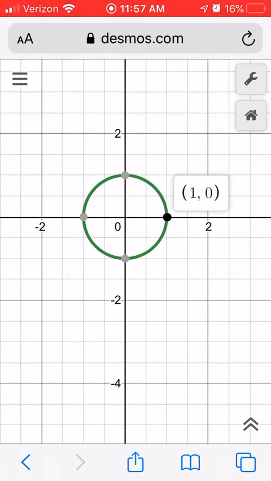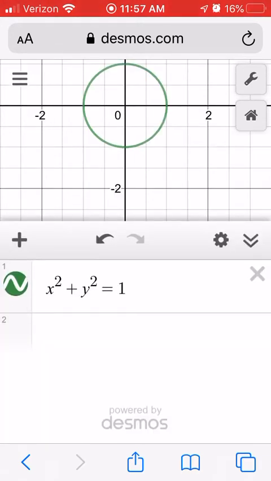And on the negative x, it's -1. And this is what's going on here. The radius of the circle is 1. Now, here's the thing. Back here, this 1 in the standard equation is not the radius. That is r squared. If you take the square root of 1, you get 1. So that's why the radius happens to be 1 there.